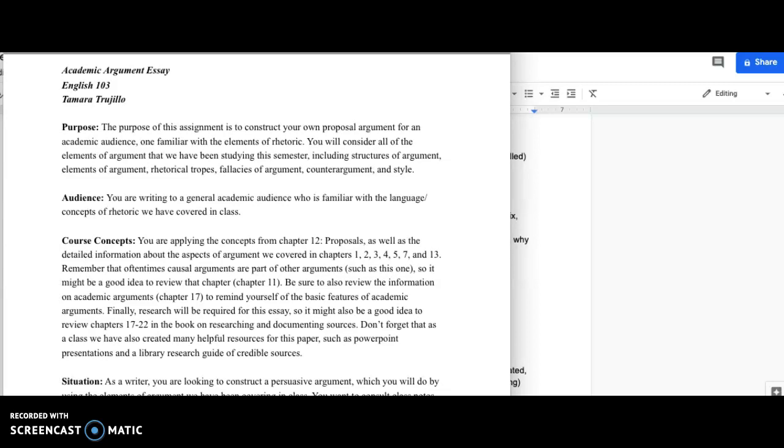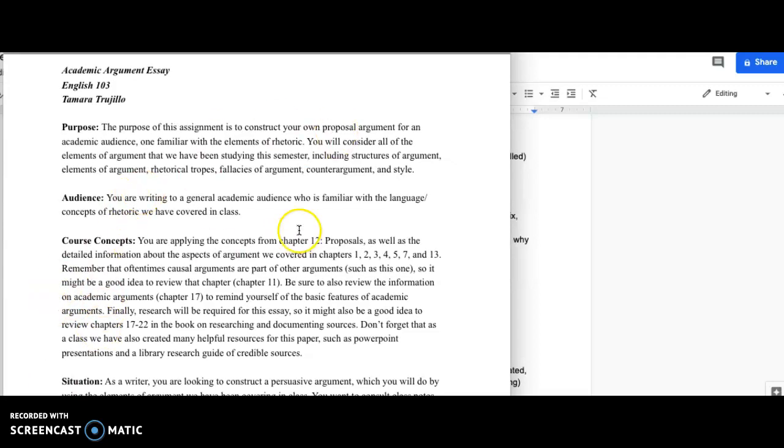Hi there, everybody. I just wanted to give you some information about the next essay that you're writing. I know we already talked about some of the elements and the purpose and some concepts that you'll be applying, but I wanted to give you a little bit more information based on the reading in chapter 12.